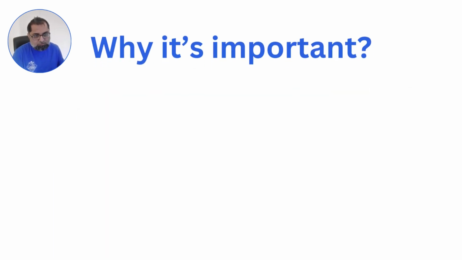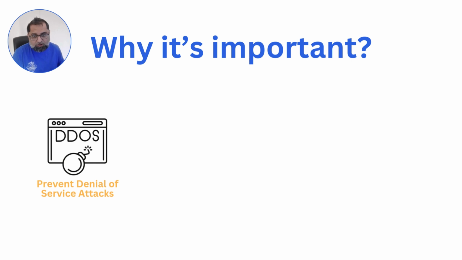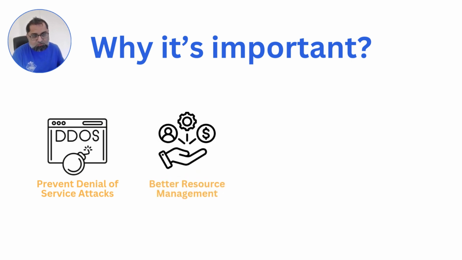There are several key reasons why rate limiting is so important. First, it prevents denial of service attacks. Attackers sometimes try to overwhelm a server with requests to bring it down, and rate limiting makes that much harder. Second, it helps manage resource usage. If one user or bot starts sending thousands of requests per second, your system could struggle to keep up, affecting everyone else. Rate limiting ensures no single user can hog all the resources.